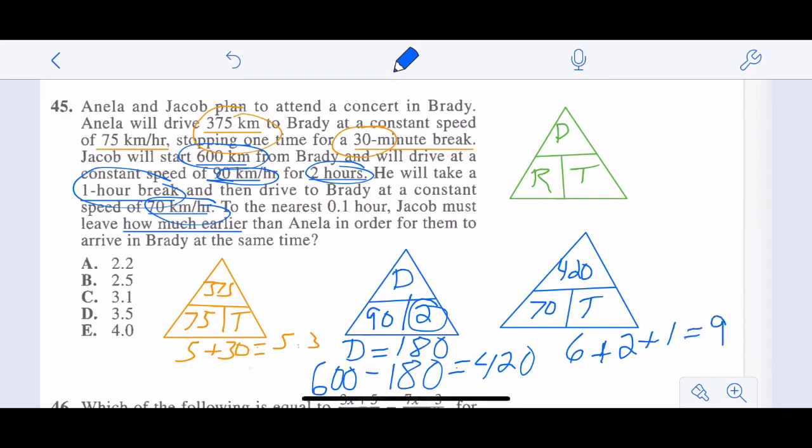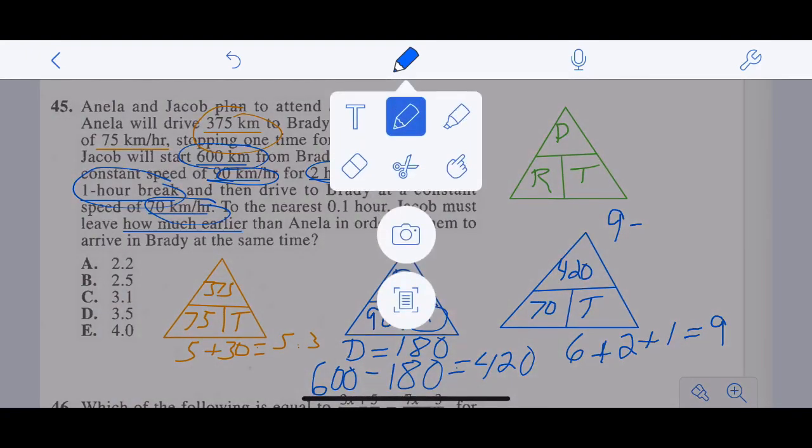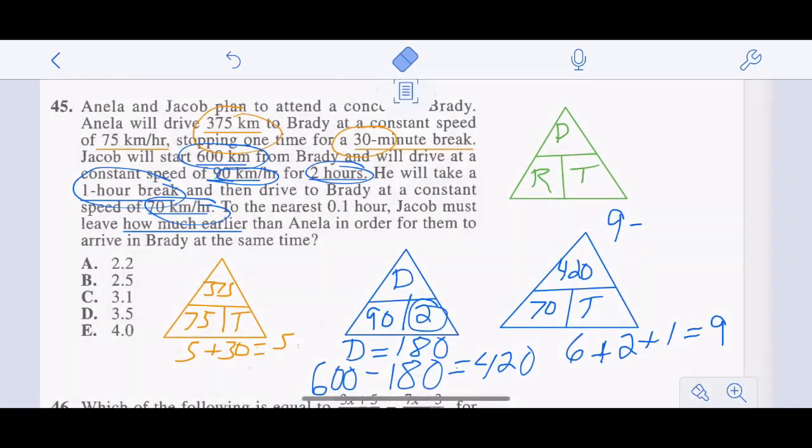But our question asks, how much earlier does he need to leave than Amelia to arrive in Brady? Well, 9 hours for Jacob minus 5.5 hours for Amelia. I think I wrote 5.3. That was weird. 5.5 for Amelia.